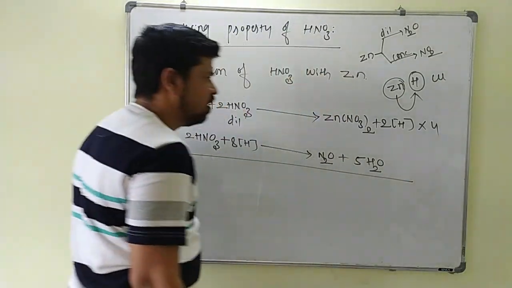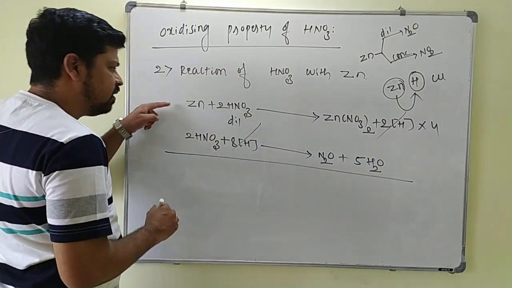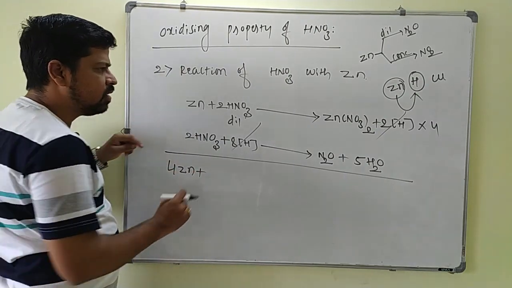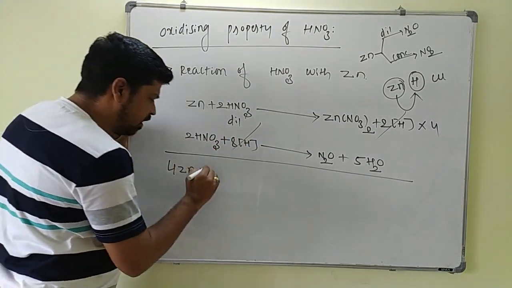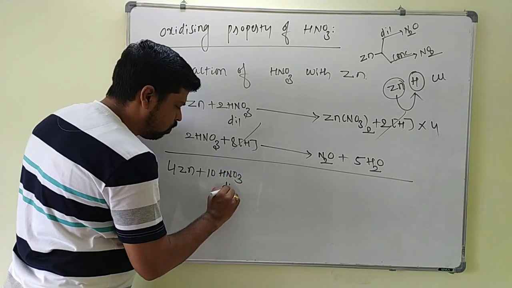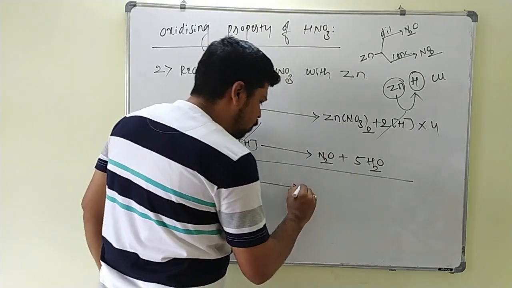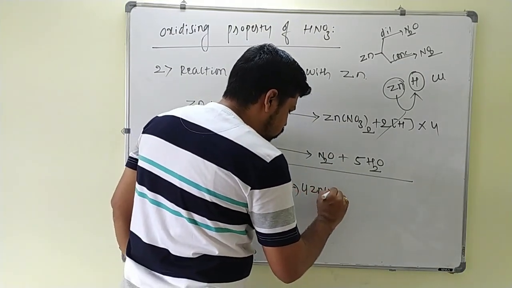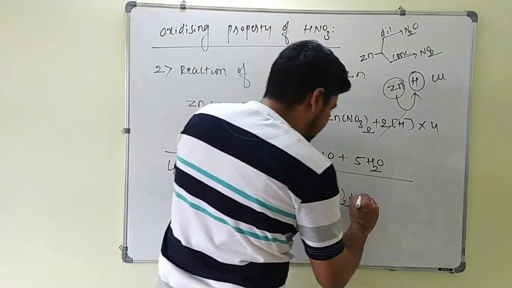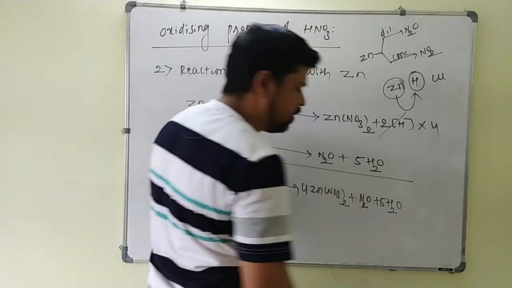You can cancel the remaining things. Nascent hydrogen gets cancelled here. Then what happens? 4 moles of zinc reacts with 8 plus 2, 10 moles of dilute HNO3, giving 4 moles of zinc nitrate plus what you will get here? N2O gas plus 5 times H2O.